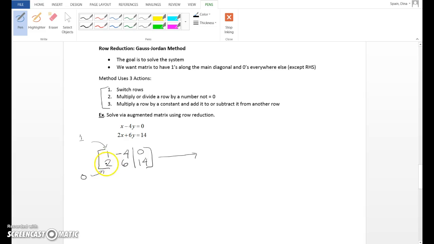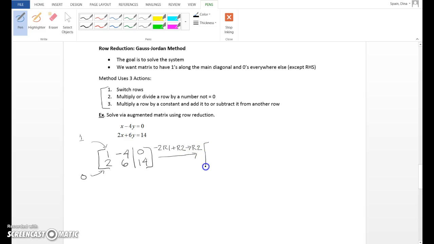So I need to get a 0 here where the 2 is, and I'm going to use that 1 to do it. To make this 2 a 0, using the 1, what I'd have to do is take negative 2 times row 1. So if I take negative 2 times this whole row 1 and then add it to row 2, that's going to make a new row 2.